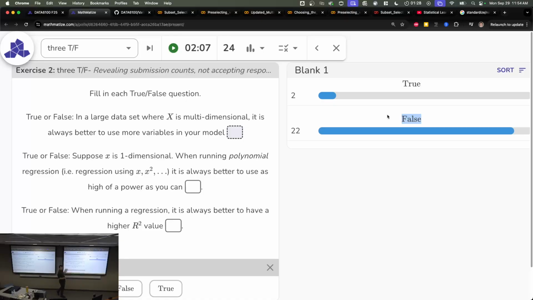Like if you have variables that are there but don't reflect a pattern in reality, you will overfit to those variables. So it's false, and the reason is because of overfitting. That's exactly what we just saw. Okay, what about the second one?